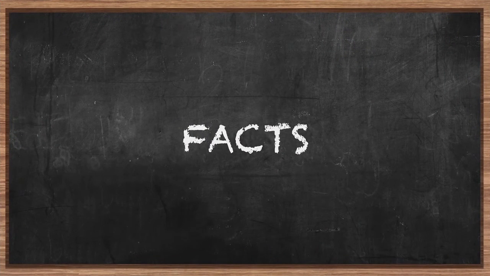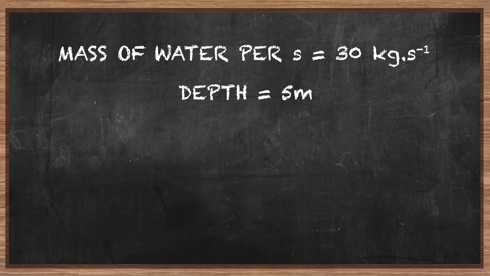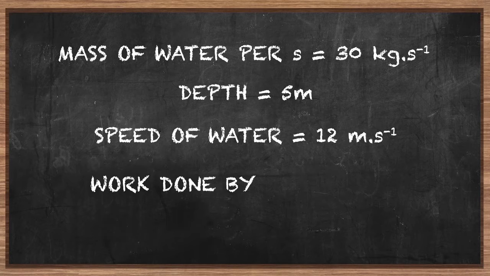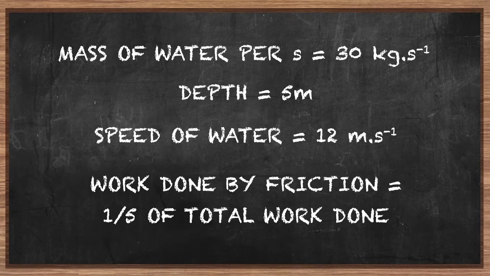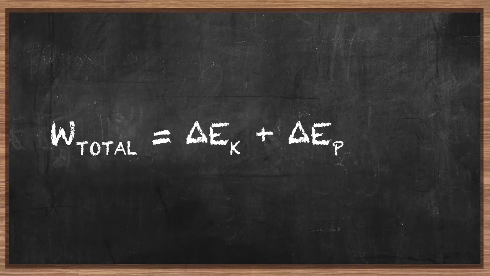Gathering the facts, we have the mass of water pumped per second is equal to 30 kilograms per second. The height or depth that it's pumped is 5 meters. When it arrives at the surface, the water has a speed of 12 meters per second, and we must take note that 1/5 of the total work done is used to overcome friction. The total work done is equal to the change in kinetic energy plus the change in potential energy plus the work done to overcome friction, the non-conservative force.